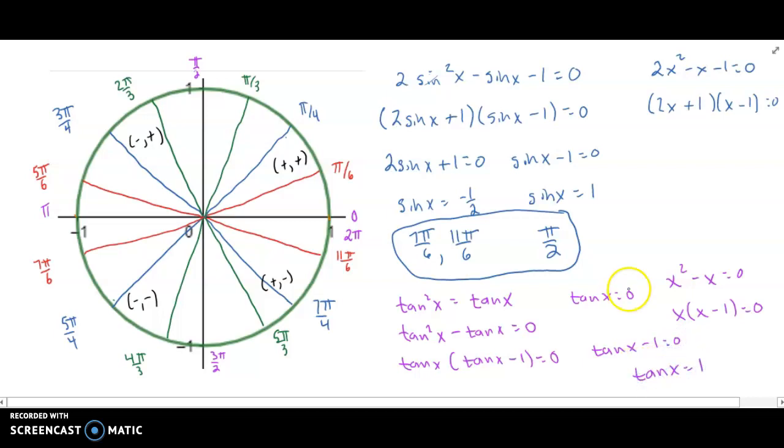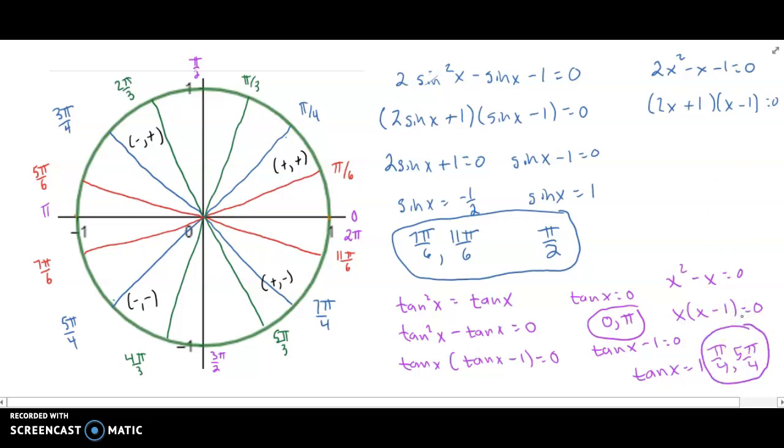So I'm looking, where does the tangent equal 0? That's where the sine is 0 and the cosine is something else. That's going to occur at 0 and at pi. So I've got 2 answers there. I want to know where's the tangent equal to positive 1. That occurs at quadrant 1 and quadrant 3 at pi over 4 and 5 pi over 4. So I've got 2 solutions.